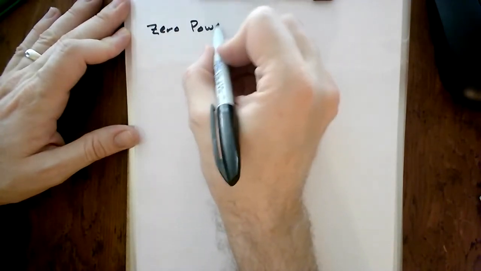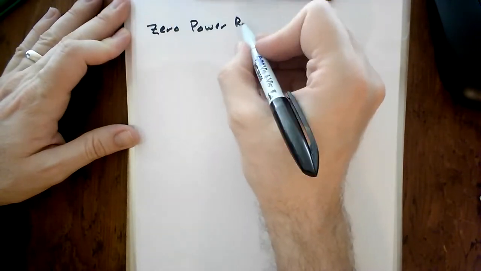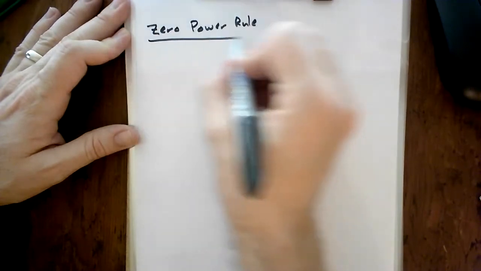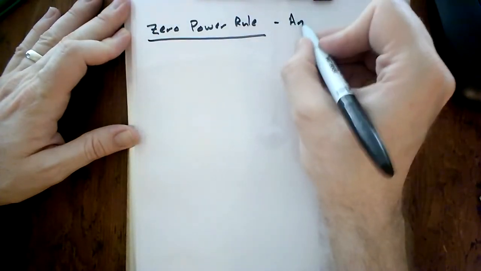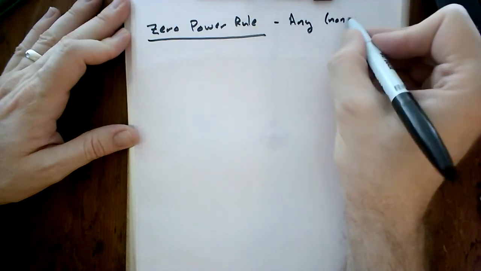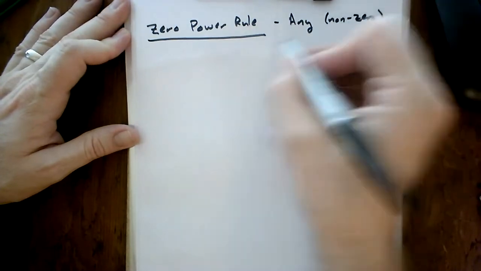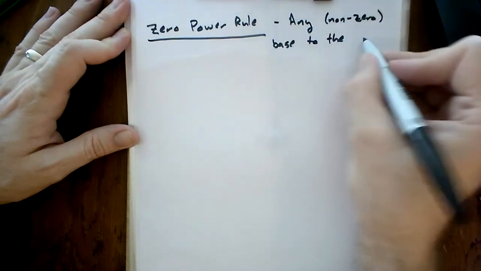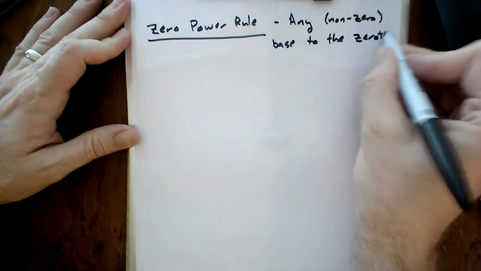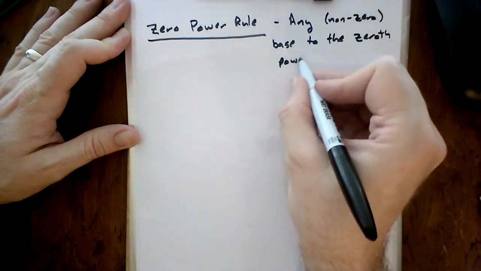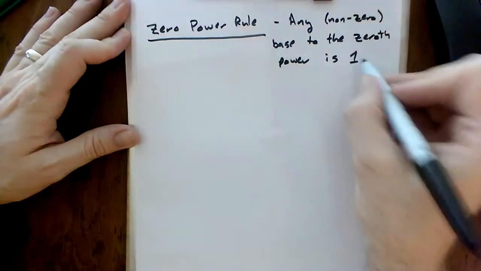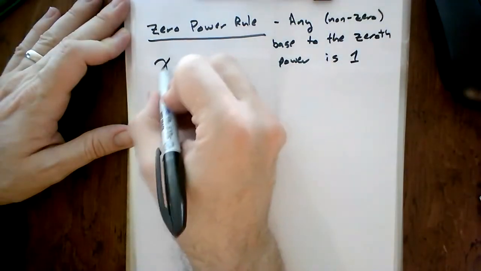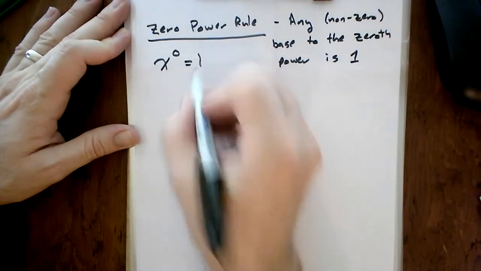And this one can sometimes confuse people. The zero power rule says that any non-zero base to the 0th power is 1. So that means that x to the 0 power is equal to 1.